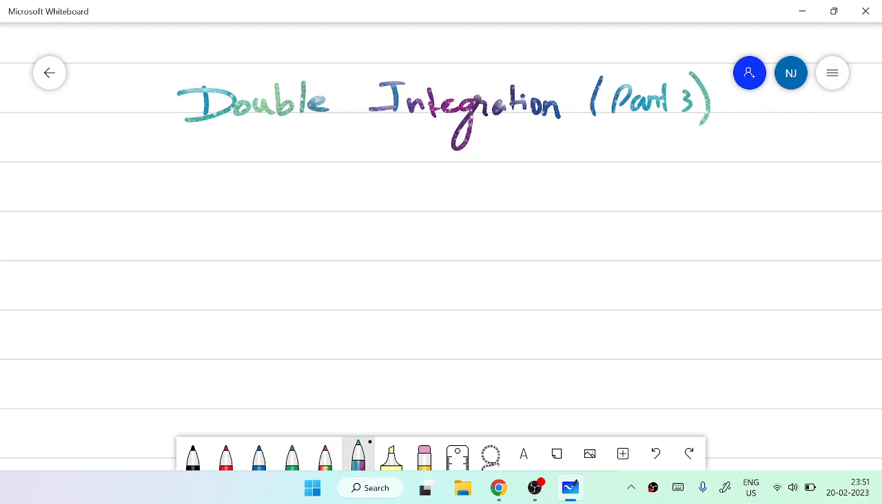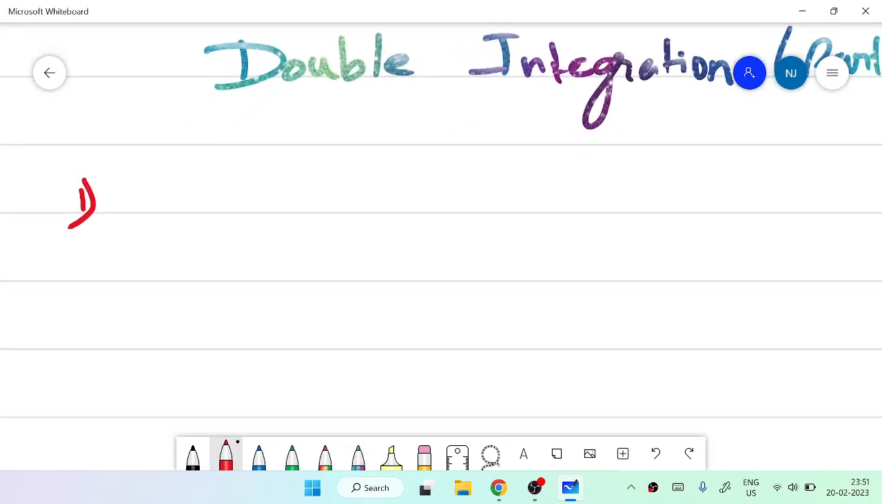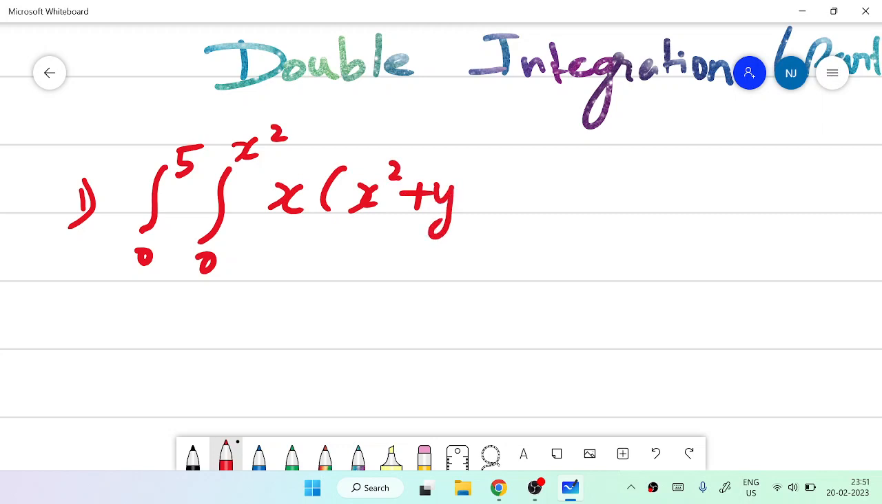In the last two parts, we have seen some simple problems. Now we are going to do some complex problems. So the first question I'm going to do is the integral over 0 to 5. Double integration means we will be having double integral values. It's like the integral from 0 to x square of (x square plus y square) dx dy will come. So this is your question.